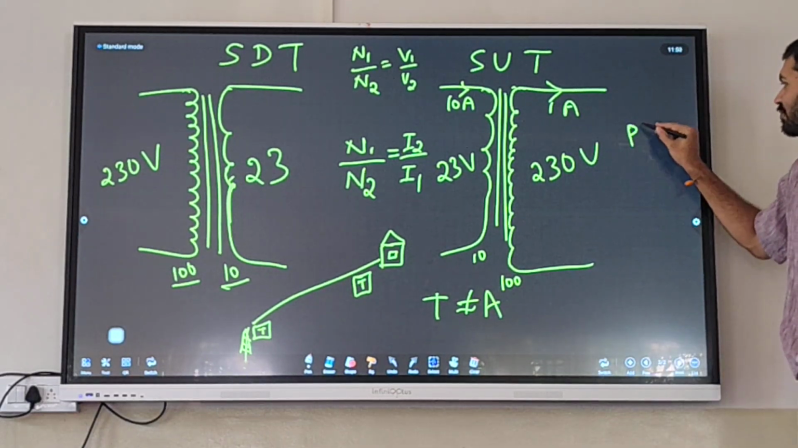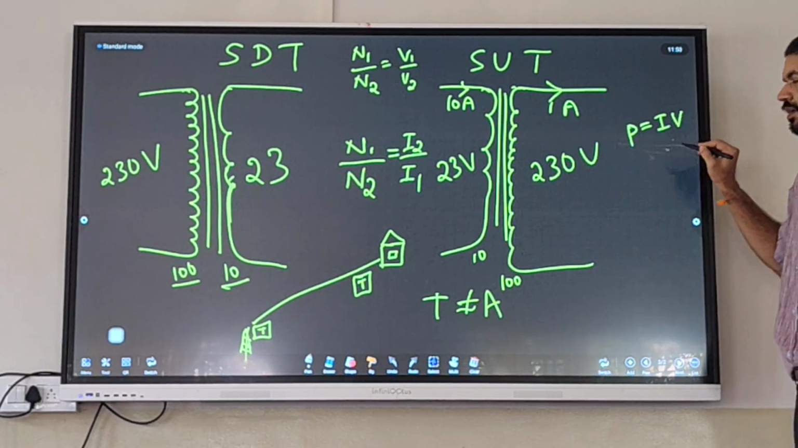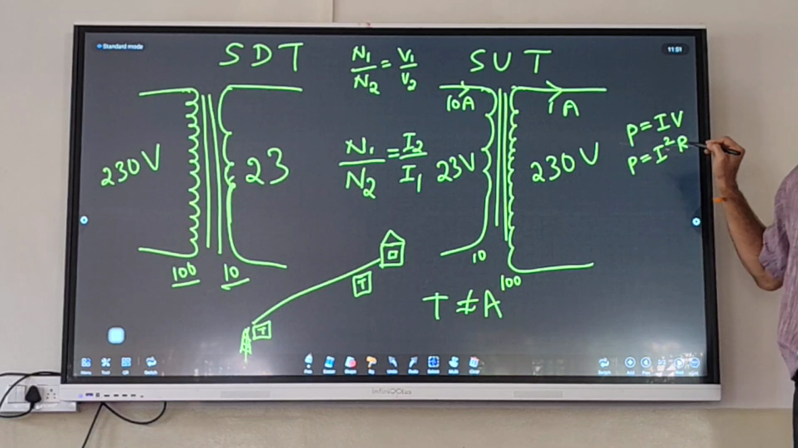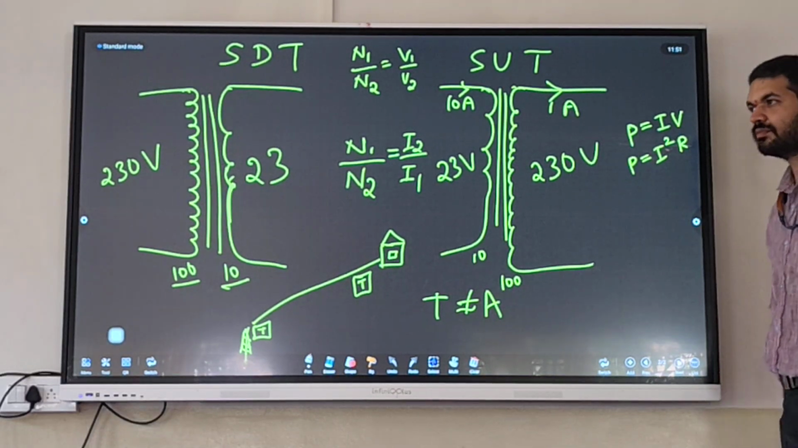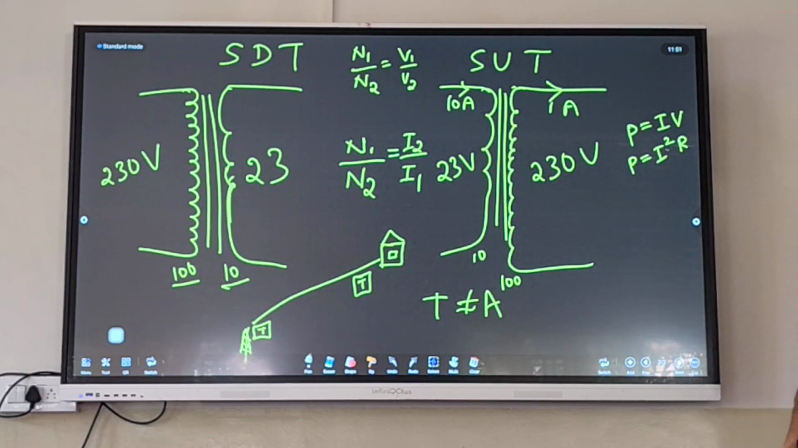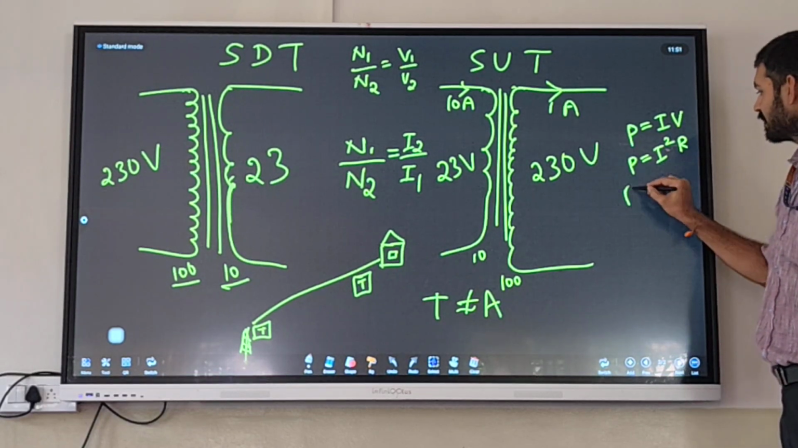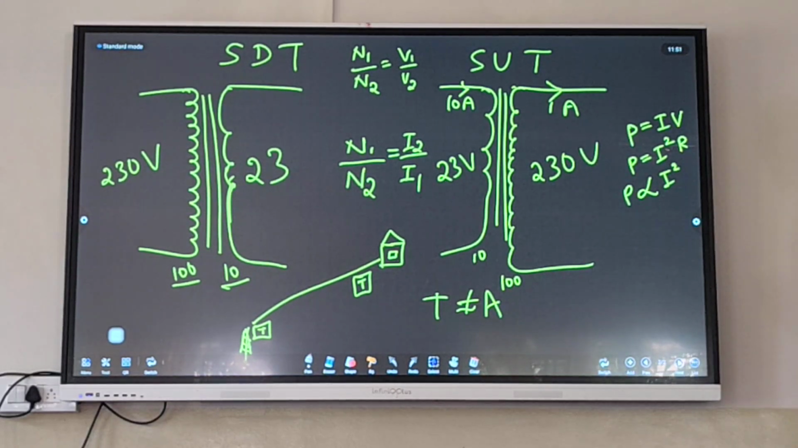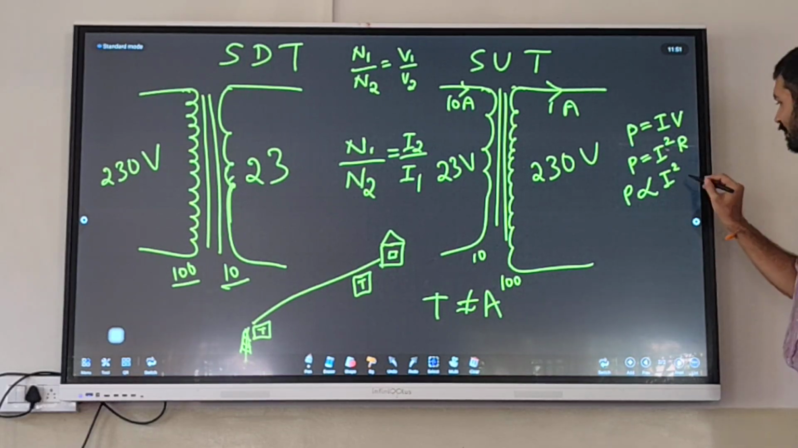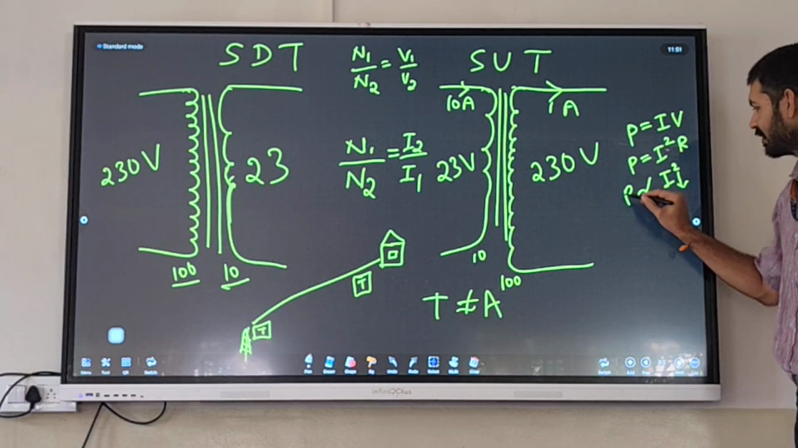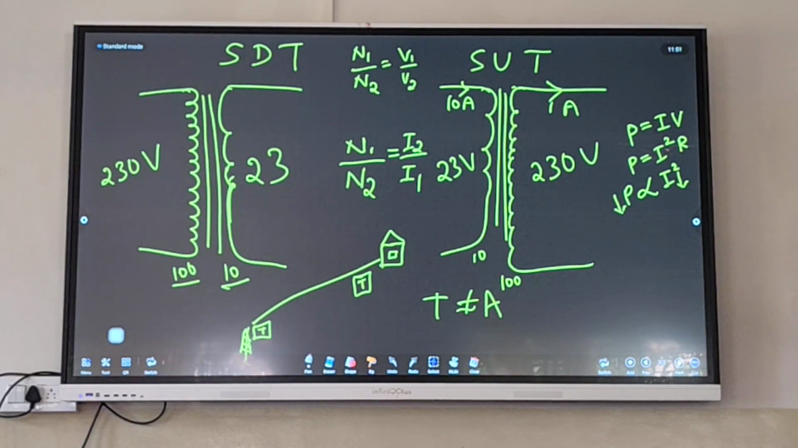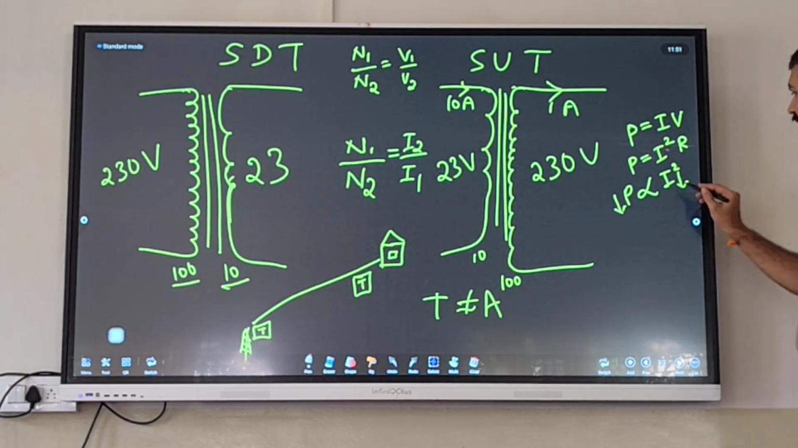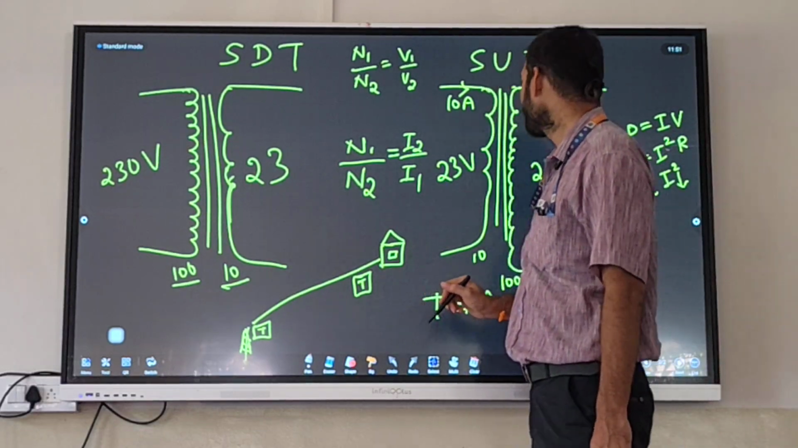What is the power formula? P is equal to I into V, or P is equal to I squared into R. Correct? So, power is directly proportional to I square. If you reduce I, P will be reduced. Correct? That is what we do here. So, we will reduce I.